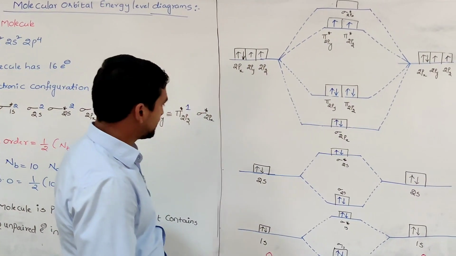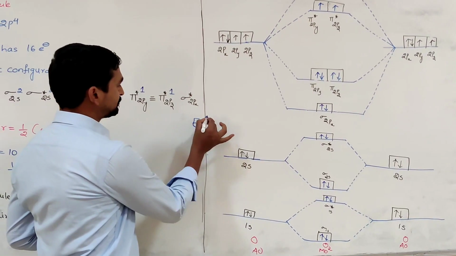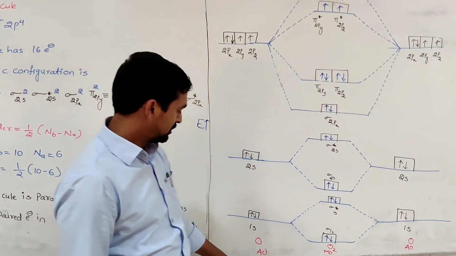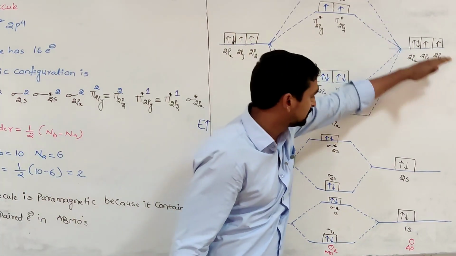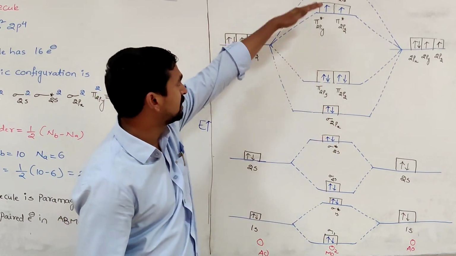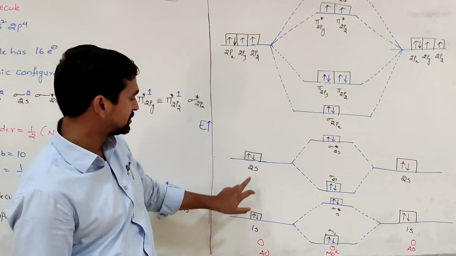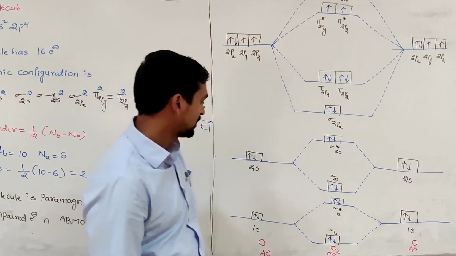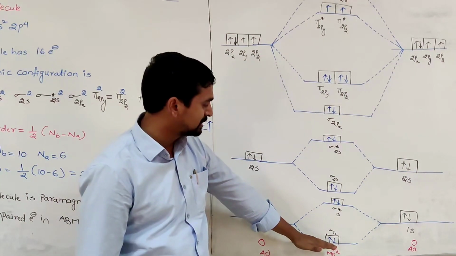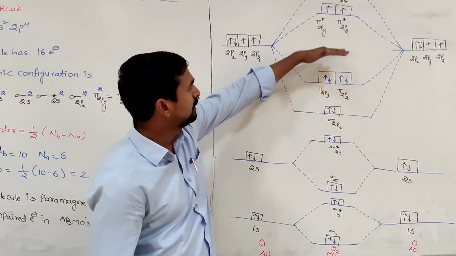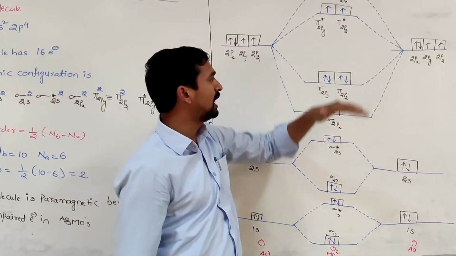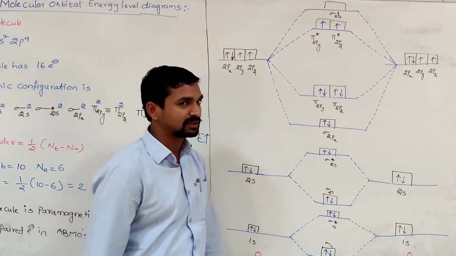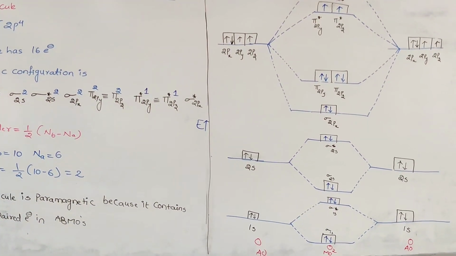When we see the energy level diagram, the 2 oxygen atoms are combining together to form the oxygen molecule. So we write the atomic orbitals of oxygen on the left and right side, and in the middle we write the molecular orbitals. We know the configuration 1s2, 2s2, 2p4. Here also 1s2, 2s2, 2p4. As usual, we fill up the electrons in the molecular orbitals in the increasing order of their energy. So the last 15th and 16th electrons enter the anti-bonding molecular orbitals. Like that we can draw the energy level diagram for the oxygen molecule.